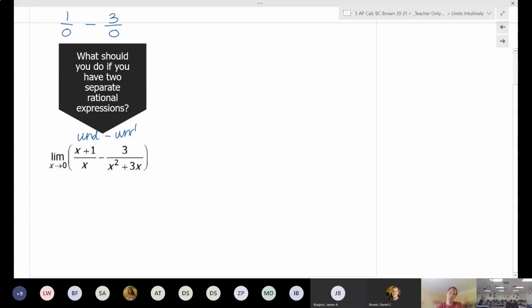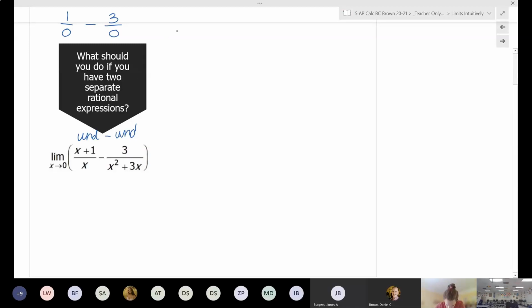And for this limit, your answer is not going to be undefined or does not exist, because we need to think about what it means when we say undefined. Undefined literally means we don't know what it means. There's no meaning to it being undefined. So you can't have undefined minus undefined. That means nothing in mathematics.